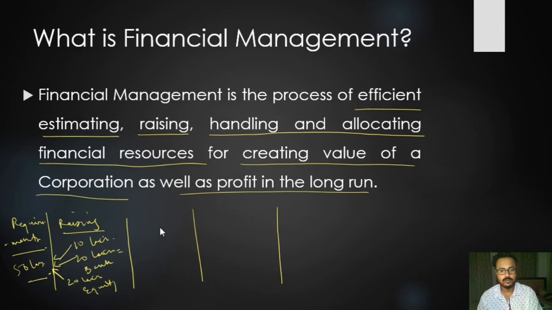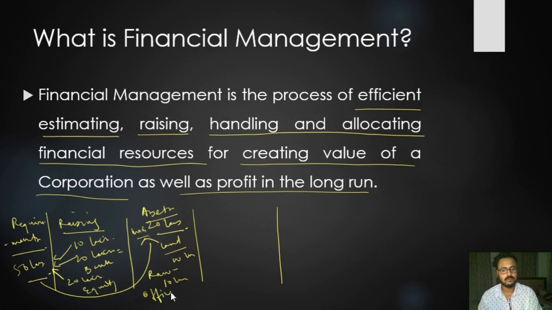After that, we need to handle the cash and allocate it as per the requirement. Suppose we need to purchase assets worth rupees 20 lakhs, meaning machinery, then land for rupees 10 lakhs, raw materials for 10 lakhs, and office for the remaining 10 lakhs. So here we are utilizing our entire requirement through raising money and acquiring the assets.